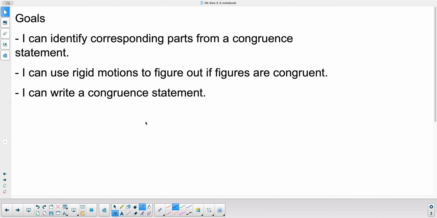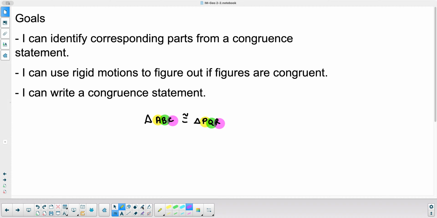So if I were to write triangle ABC is congruent to triangle PQR, well, that means you have 3 pairs of congruent angles. As I look here, it would be angle A is congruent to angle P. The order that you write these really matters. Angle B is congruent to angle Q, and angle C is congruent to angle R.